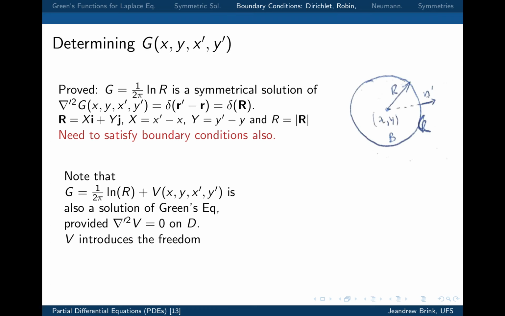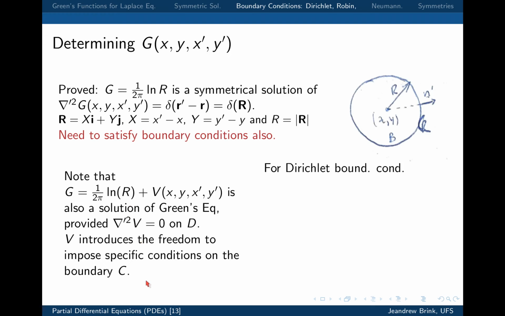And what this does is it allows us to choose V so that on the boundary, V cancels out whatever the symmetric Green's function has imposed on the boundary. So V kind of fixes the boundary condition, and it can always do so. Okay, so let's see how this works.